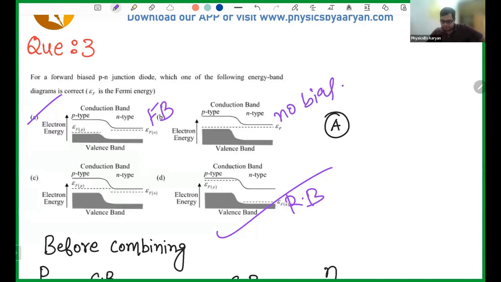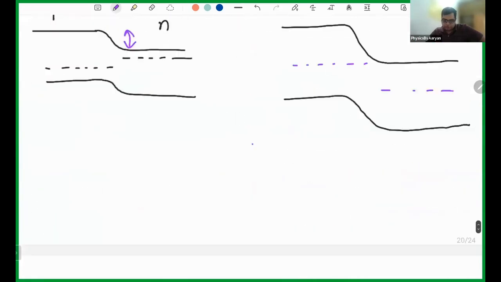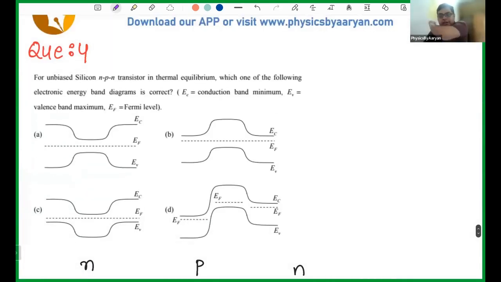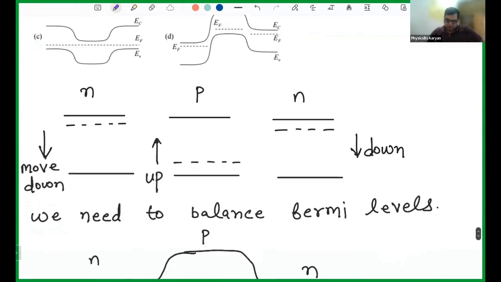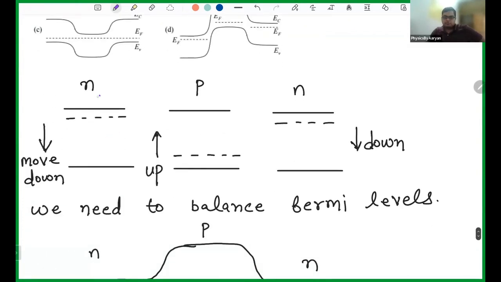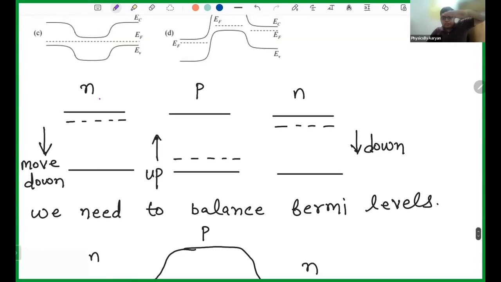Okay. Let's see another similar question. Now you have an NPN transistor. You have N, then P, then again N. Let's see how it will look. N has the Fermi level towards the conduction band. P has the energy level lower, close to the valence band, and N again has it close to the conduction band.